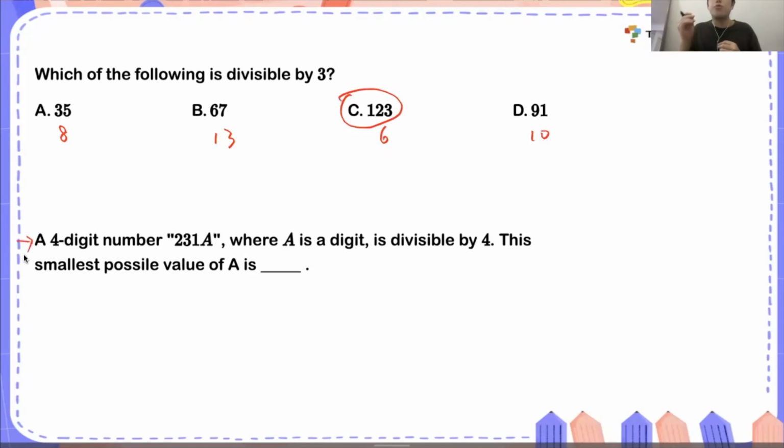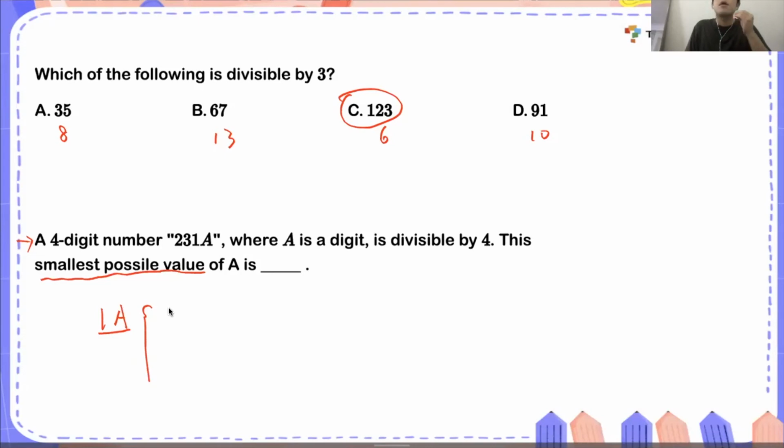And how about this question? The 4-digit number 231A, where A is a digit, is divisible by 4. What is the smallest possible value of A? Okay? So for this question, we have another condition, that is the smallest possible value. And we do know when we check whether a number is divisible by 4, we only focus on the last 2 digits. So that means we only focus on 1A. If 1A is a multiple of 4, this number should be a multiple of 4, right?